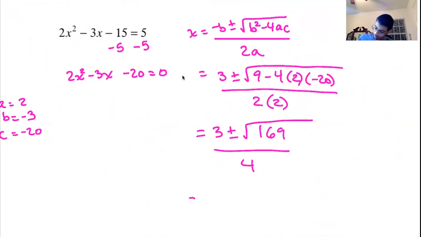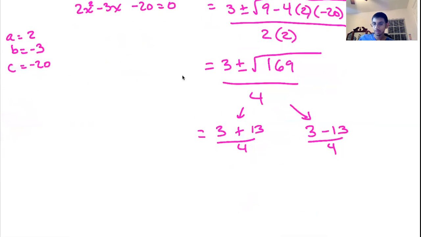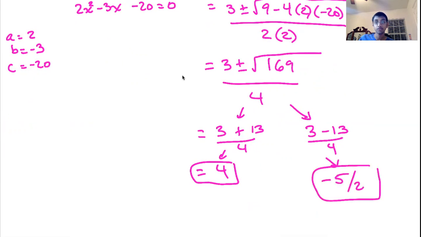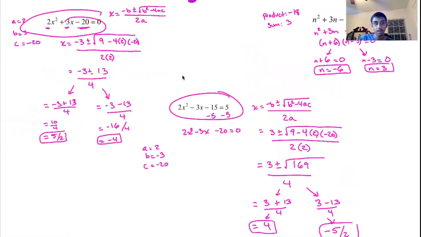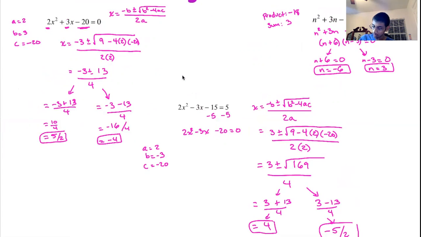So it becomes 3 plus 13 over 4 and 3 minus 13 over 4. So this becomes 16 over 4, which is 4. And then this one becomes negative 10 over 4, which is negative 5 over 2. And that is our answer. So this one was very similar to the previous one, but there were different signs for the 3 right here and the negative 3 right here. So that's why it came out slightly different.